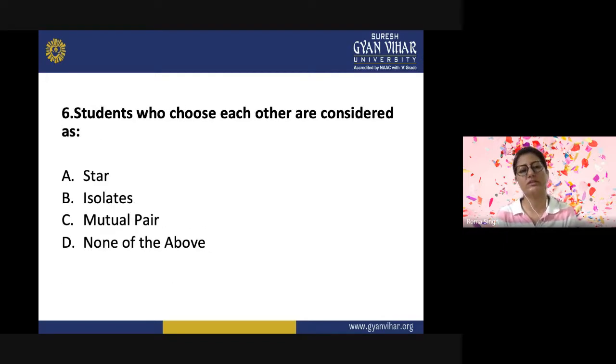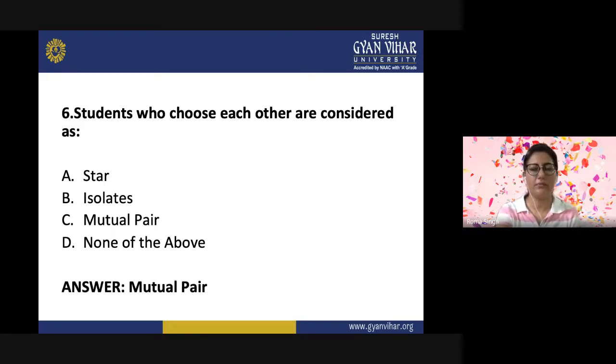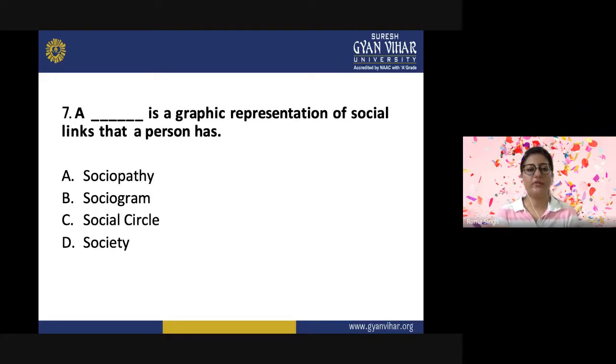Next question is, students who choose each other are considered as? These are the categories which we have given to the people in the group. So the options are star, isolates, mutual pair, or none of the above. So those who choose each other are a mutual pair. A chooses B and B chooses A. They are a mutual pair. Next question is, a dash is a graphic representation of social links that a person has.